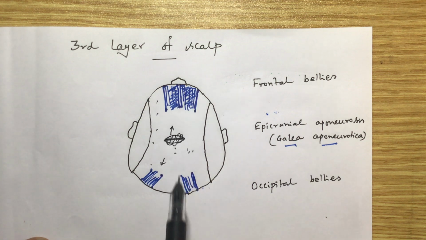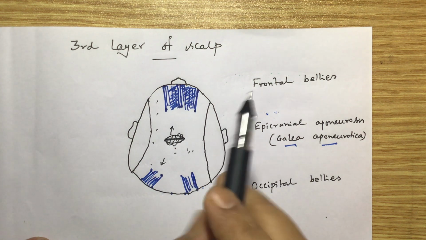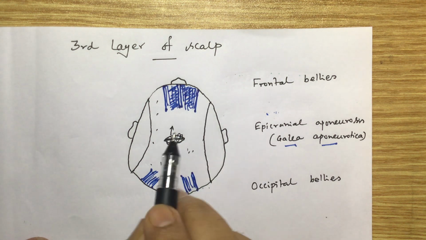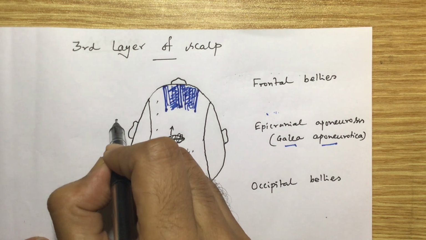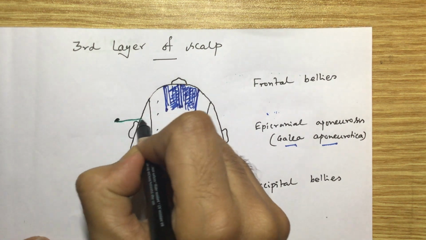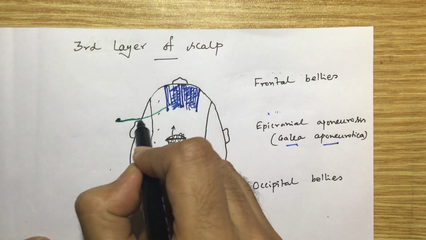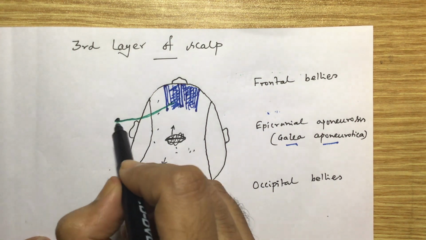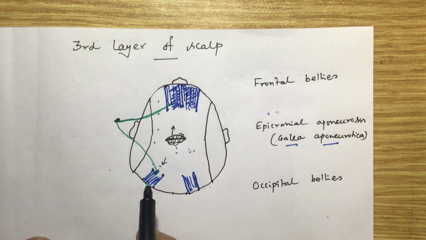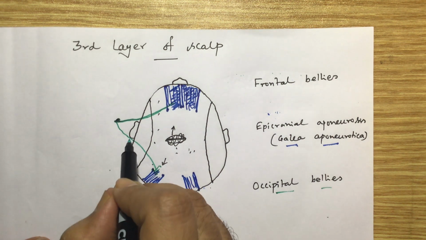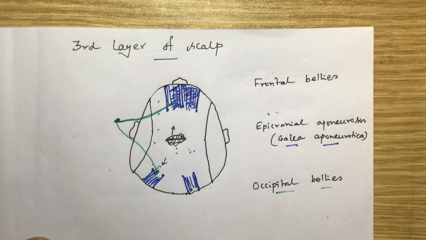Now these two muscles are skeletal muscles, so they have nerve supply. Both the muscles get their nerve supply from the facial nerve. So the facial nerve supplies through two branches, one going like this. This is the temporal branch of the facial nerve, and another which is supplying the occipital belly. This is the posterior auricular branch of the facial nerve. So that is the third layer.